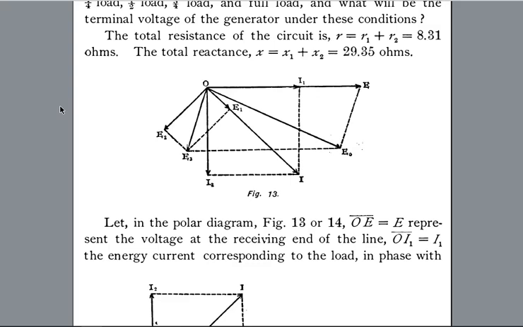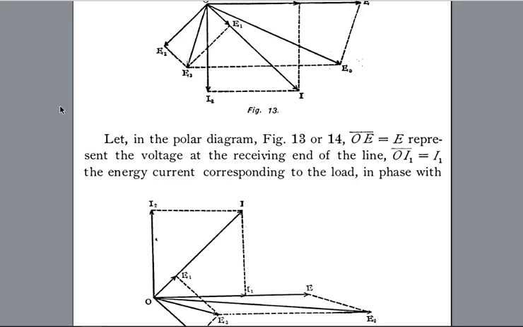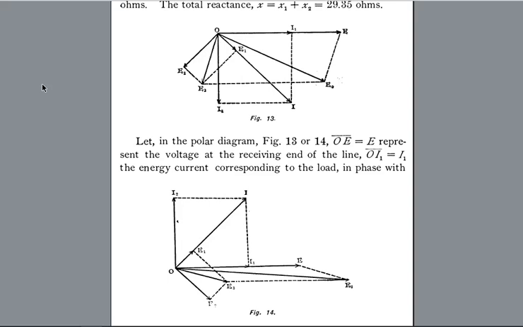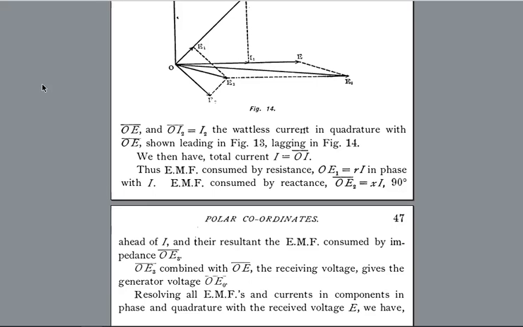Let, in the polar diagram, figure 13 or 14, OE equals E represent the voltage at the receiving end of the line. OI1 equals I1, the energy current corresponding to the load, in phase with OE. And OI2 equals I2, the wattless current, in quadrature with OE, shown leading in figure 13, lagging in figure 14. We then have total current I equals OI. Thus, electromotive force consumed by resistance E1 equals RI1 in phase with I. Electromotive force consumed by reactance E2 equals XI2, 90 degrees ahead of I, and their resultant OE_Z, the electromotive force consumed by impedance, combined with OE, the receiving voltage, gives the generator voltage OEG.